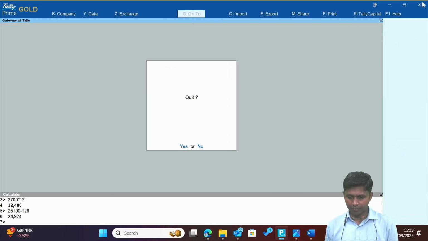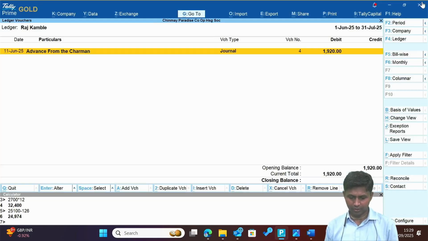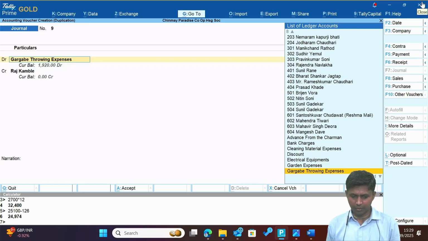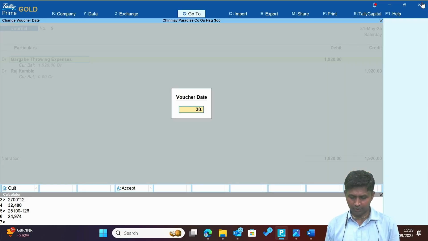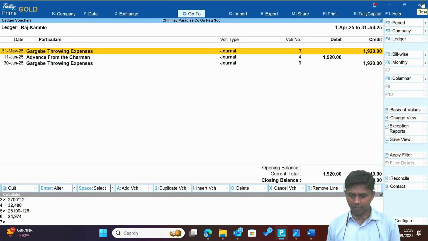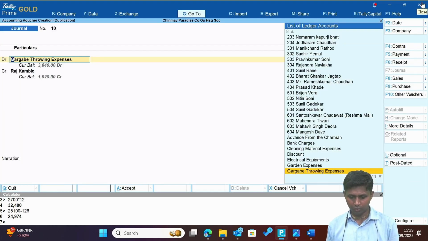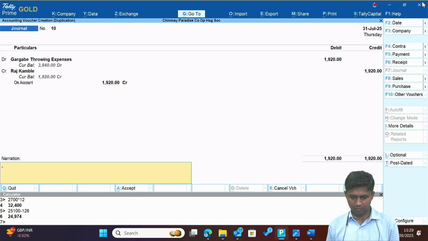Now check the party ledger. Now you can check Raj Kamble's ledger. We are not getting any bill from this party. For the May month, the voucher is there in Tally. Now you can duplicate it, and then just change the date to 30th June. You'll find June's entry. The May entry, June's entry, and for one more month, therefore also say 31st July, and here accept it for July.